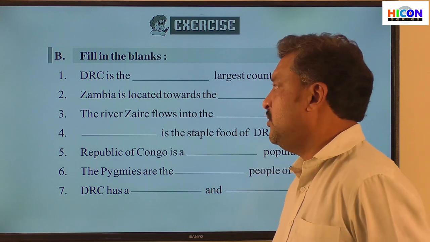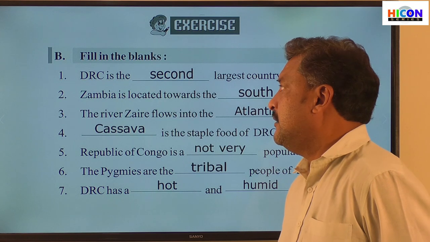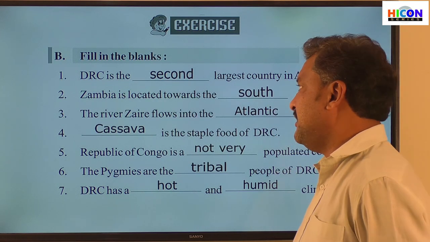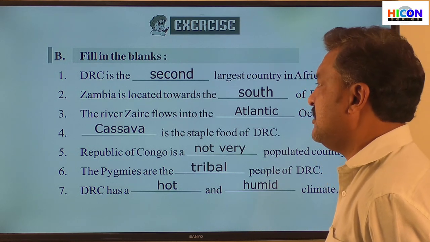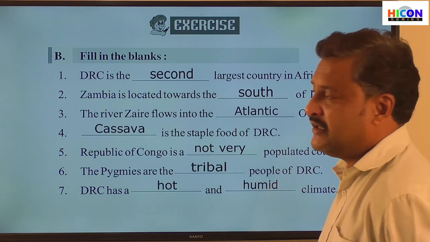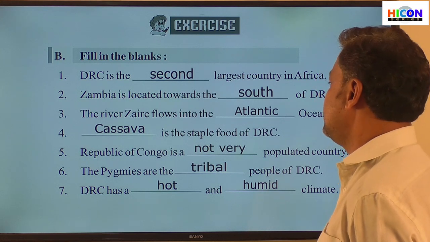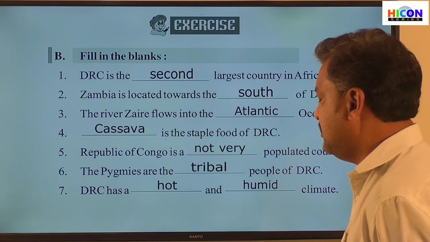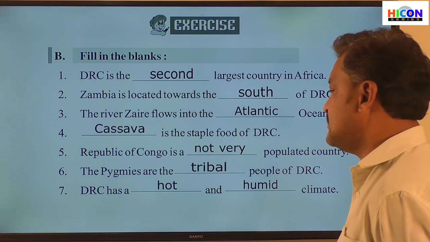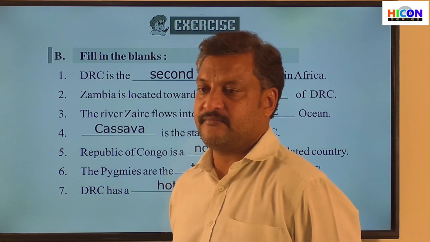So now we will check it with the answers once. DRC is the second largest country in Africa. Zambia is located towards the south of DRC. The river Zaire flows into the Atlantic Ocean. Cassava is a staple food of DRC. Republic of Congo is not a very populated country. The Pygmies are the tribal people of DRC. DRC has a hot and wet climate, right?